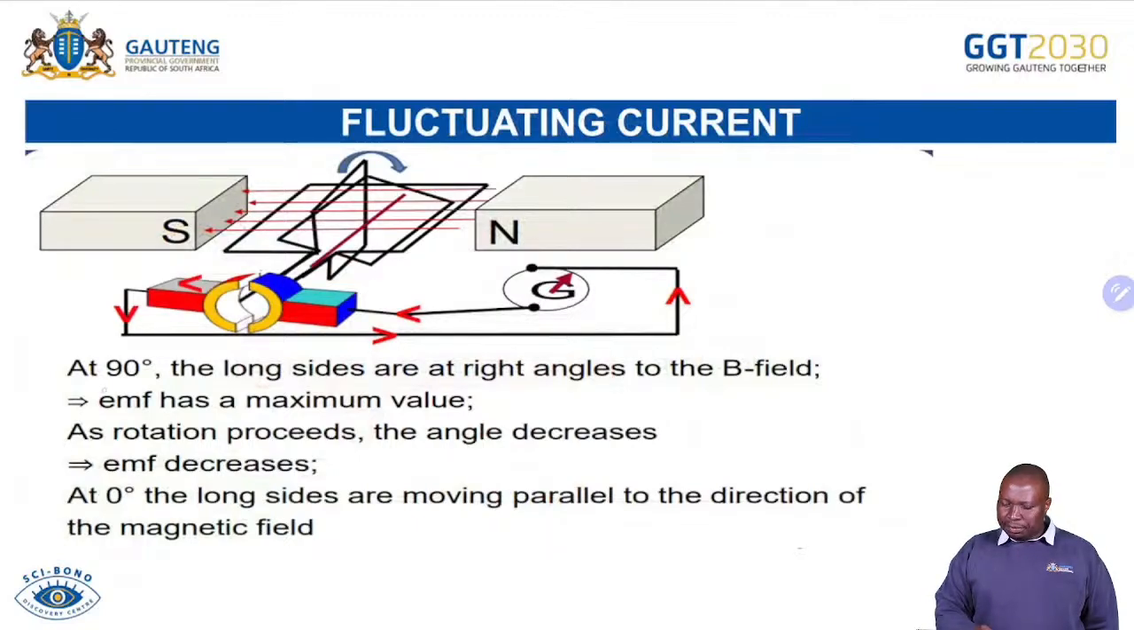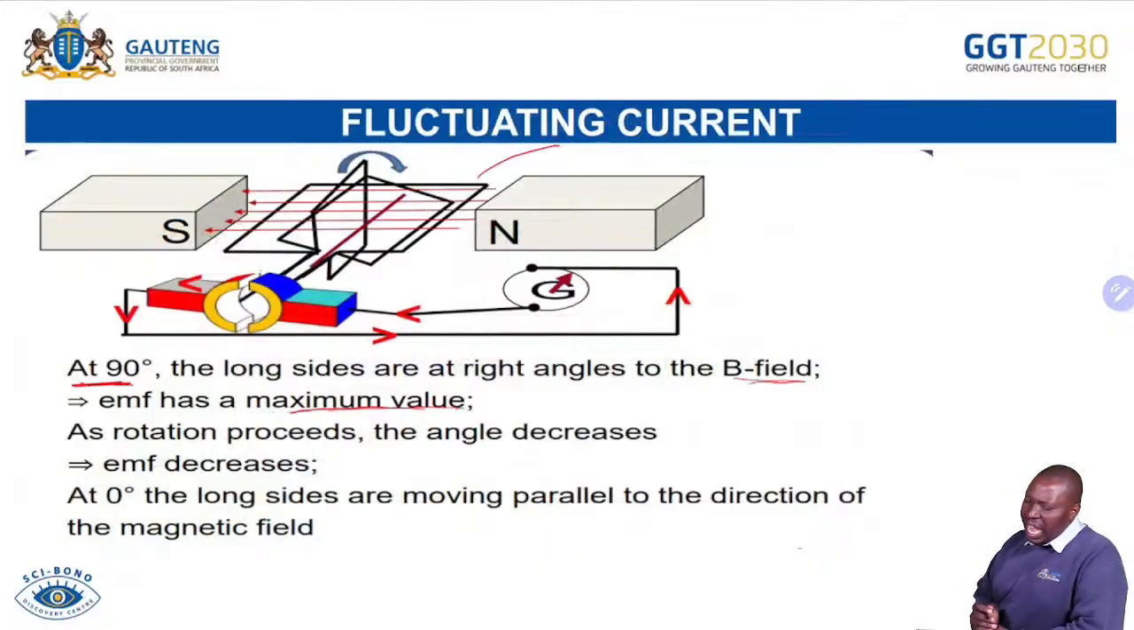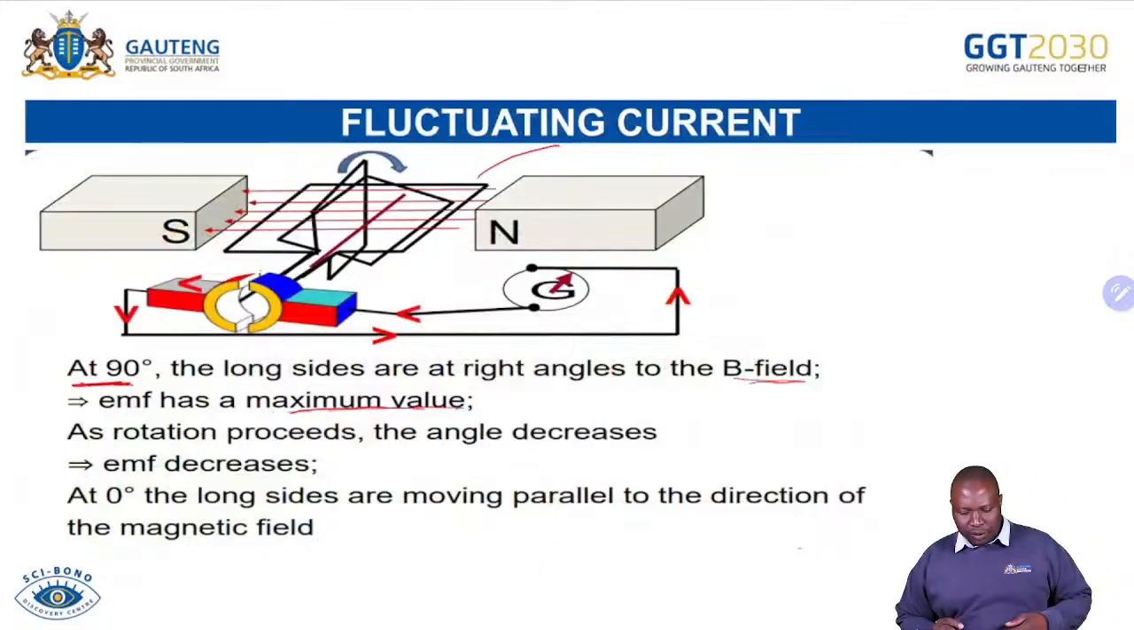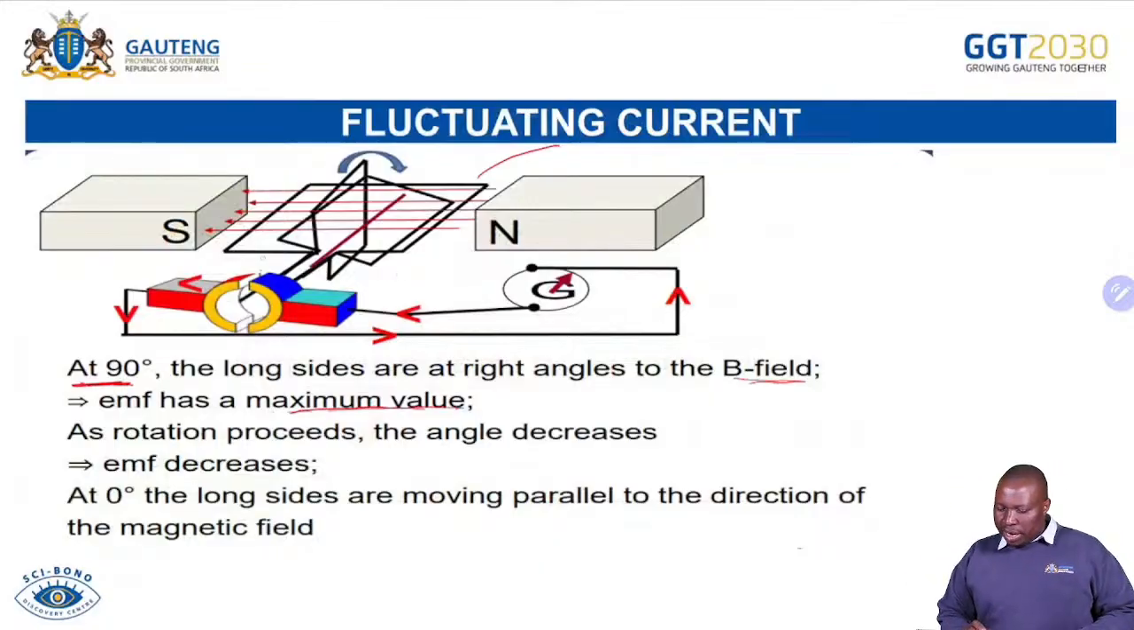So you can see, let's look at this armature that we're given there. Depending on its direction, when it's at 90 degrees, the long sides are at right angles to the magnetic field. EMF has a maximum value. So I want you to have a bigger understanding and appreciation. So we are talking now when it's like that, we're having maximum EMF.